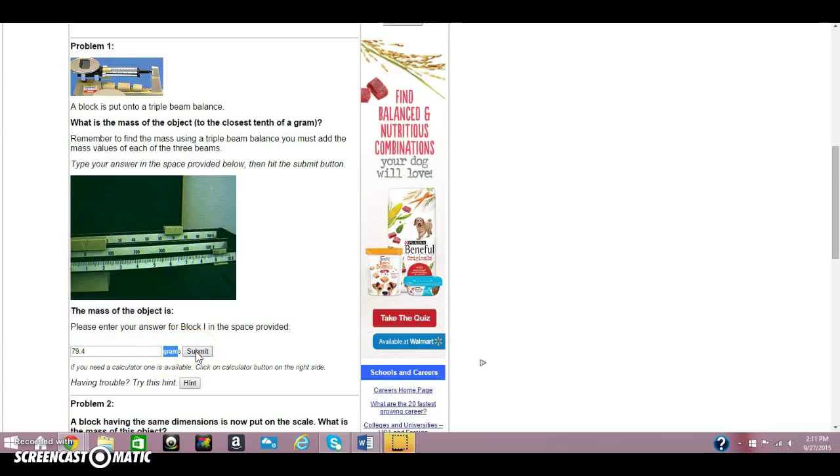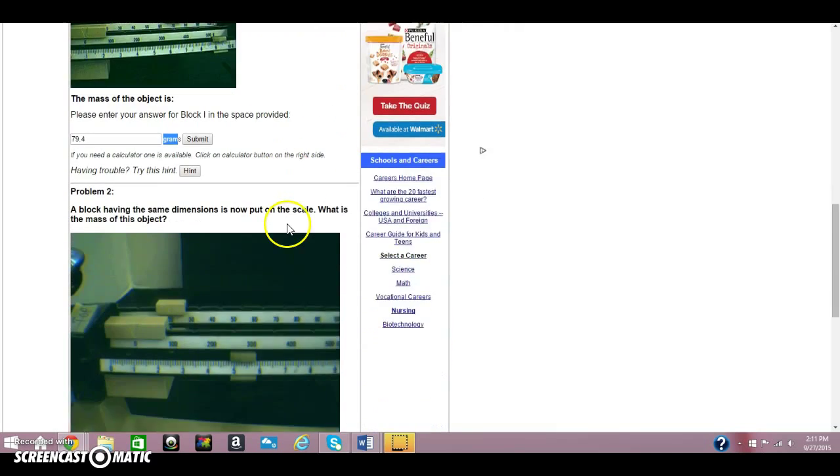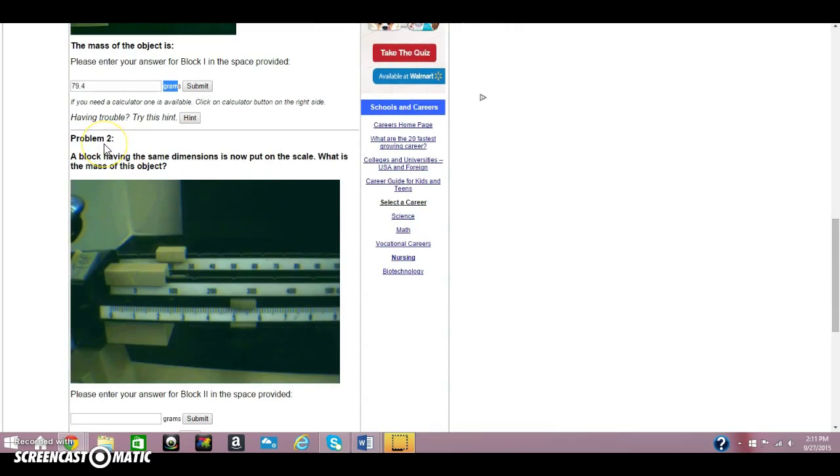We're going to hit submit to make sure we're right. And look, it says correct. You typed 79.4. This is within the limit of error. Then you hit OK. Scrolling down. Look, there's problem 2.